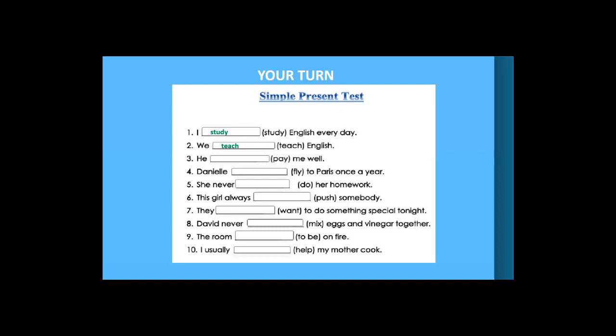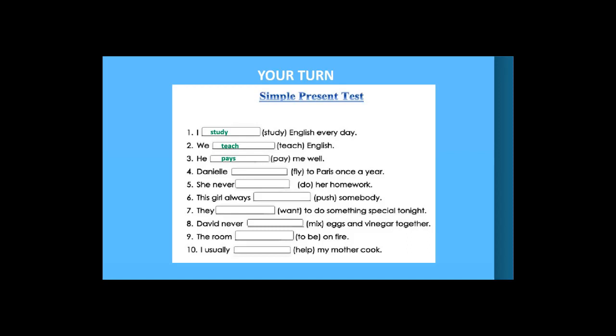Okay. So number 3, we've got the verb pay, and then we've got the subject he. Let's check the answer. So in this case, because it's third person singular, we would have to add an S at the end. Now, pay ends with a Y. Remember the rules. Before the Y, we have a vowel, not a consonant. So we just add an S to the end.